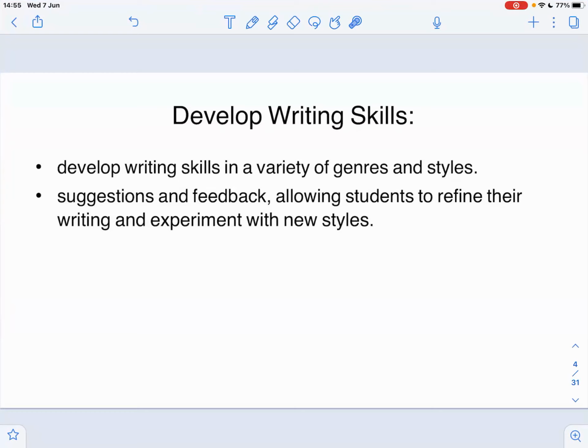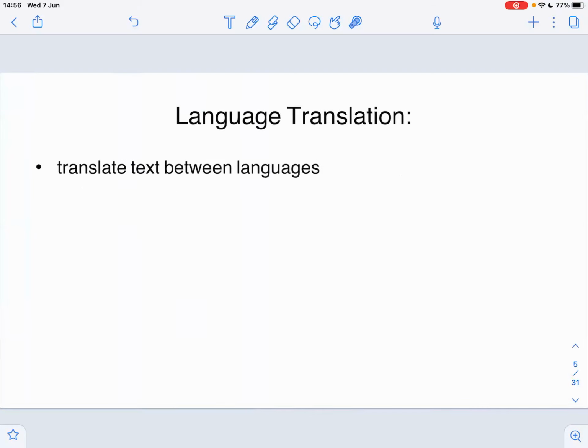Students can, for example, put a block of text into the ChatGPT and ask for feedback. Is this a good formal writing style? Does that make sense? How can I improve that? So that's certainly something that can be useful for students who want to do better writing.